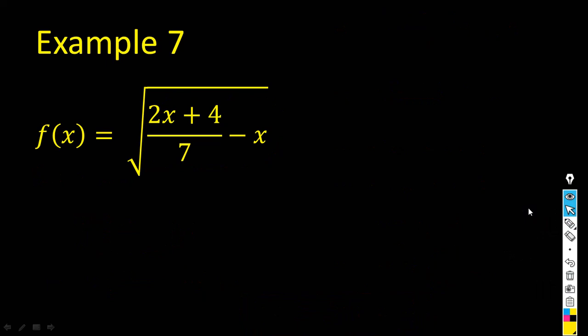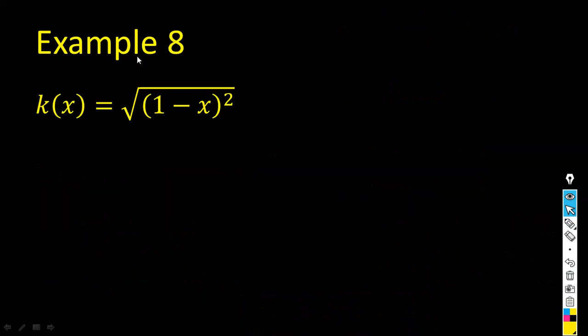Okay, let's do one more, I think. Example 8. k of x equals the square root. So again, we have an even root, we have to be cautious. The square root of (1 minus x) raised to the square. Look at this. Pay attention to what we have as a radicand. Remember, when we have a square root, we have to worry about not having negative radicands if we want to calculate the domain.